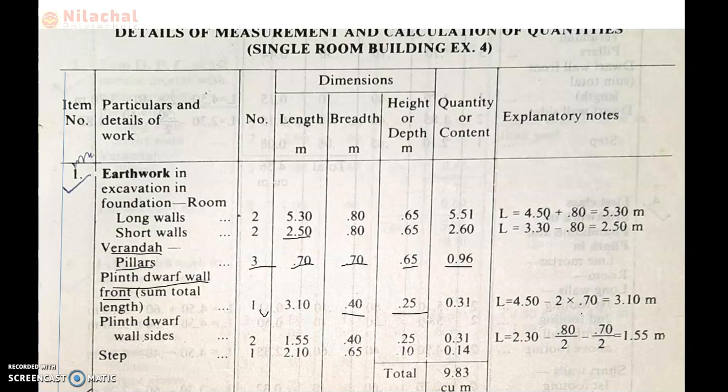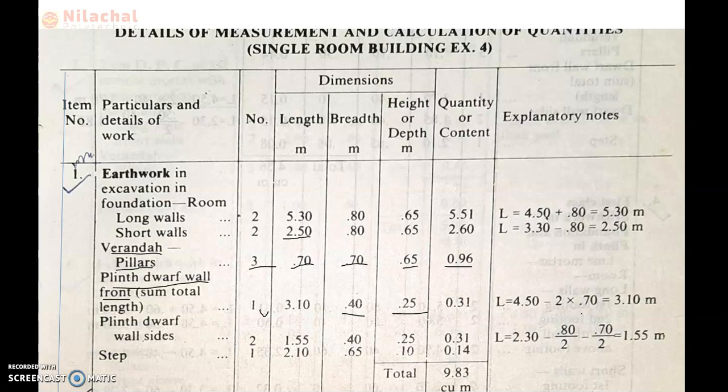Okay. So then after that we go through the plinth drop wall side, right? So in case of veranda, the side wall is 2 numbers, right? So the number is 2. Then breadth is equal to the front wall, which is 40 centimeter, and height is also equal to the front wall, which is 25 centimeter, because the veranda cross section is equal for front and for side. So the breadth is 40 and the height is 25.